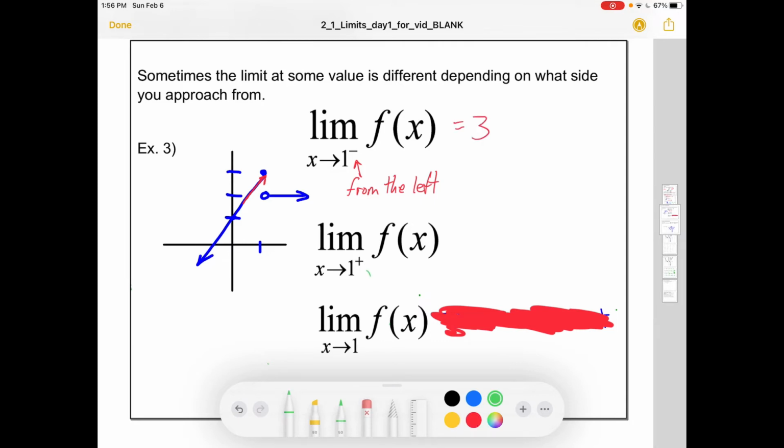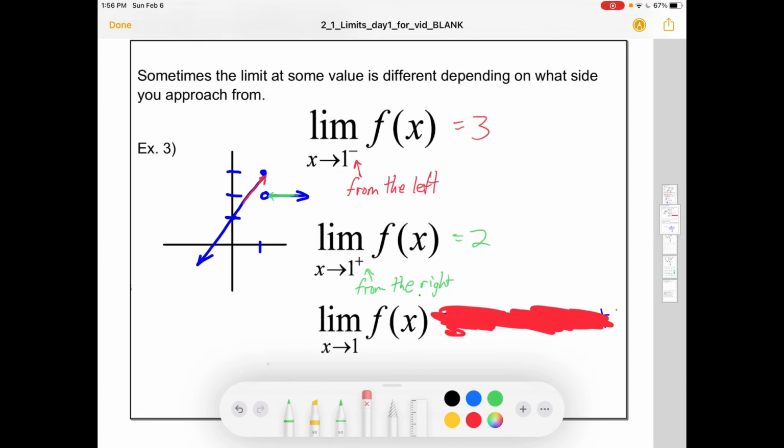This one over here with the plus, that means from the right. And if I come towards 1 from the right, I'd have to get on the function and just trace the function from the right of 1. And that would mean I'm traveling left. What y value am I going towards? 2. If you ask what is the overall limit, then that's a difficult question because it's different from both sides.